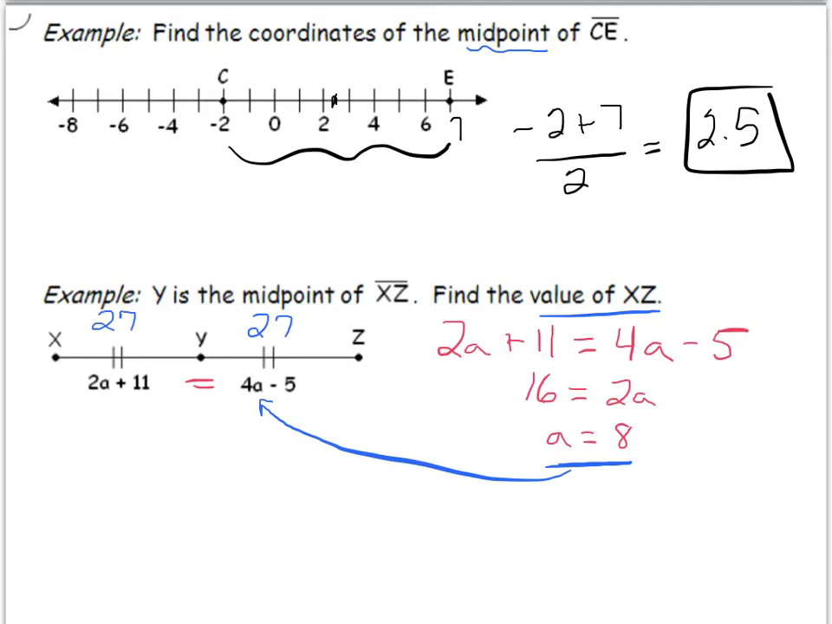If xy is 27 and yz is 27, that means that xz is going to be equal to the addition of those 2 parts. Remember, segment addition postulate, part plus part equals whole. Therefore, 27 plus 27 ends up giving us 54. Our answer for xz is 54.